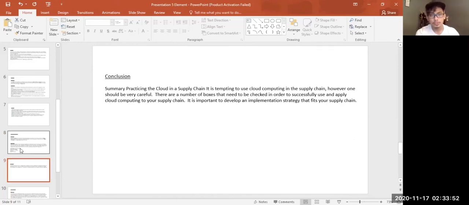And the conclusion of cloud computing is a summary of practicing the cloud in the supply chain. It is tempting to use cloud computing in the supply chain. However, one should be very careful. There are a number of bugs that need to be checked in order to successfully use and apply cloud computing to your supply chain. It is important to develop an implementation strategy that fits your supply chain.